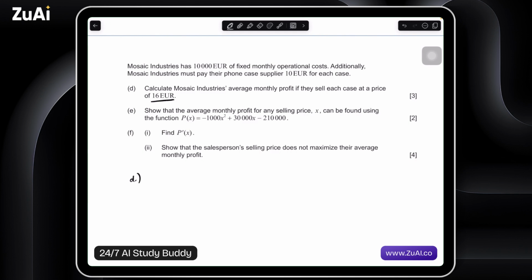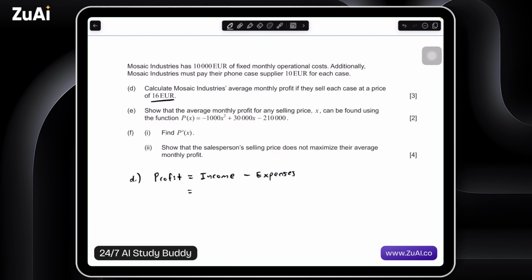All right. So profit is equal to income, or gross revenue, minus the expenses that we need to pay. This is often called net income, or total take-home after all expenses. And so this is Mosaic Industries' average monthly profit if they sell each case at a price of 16.